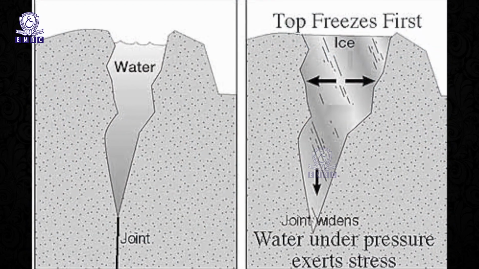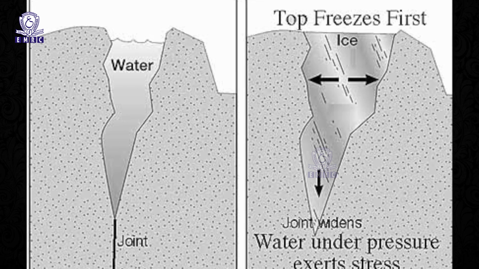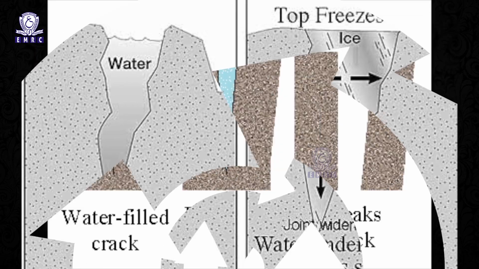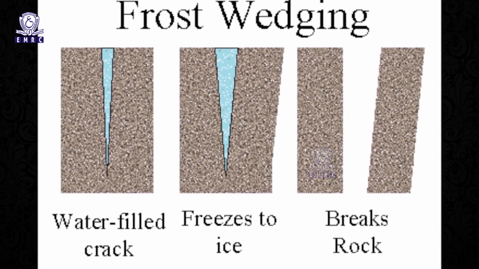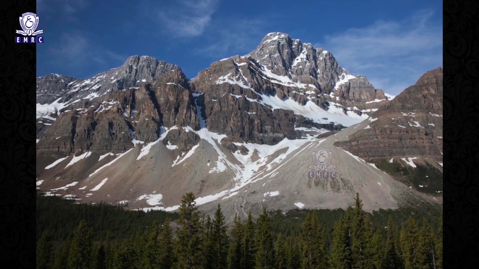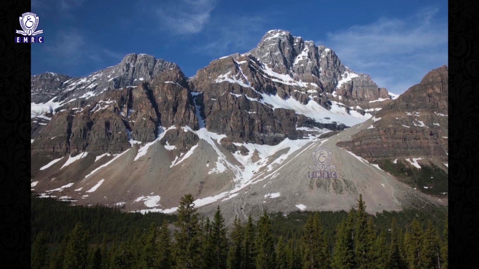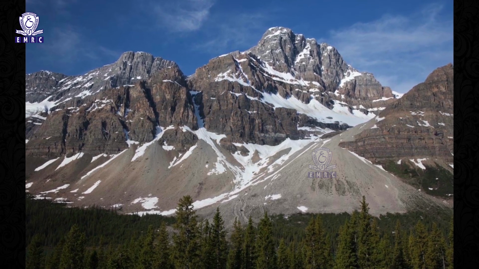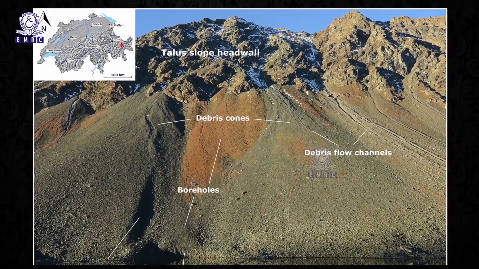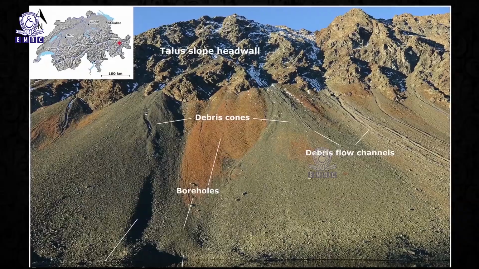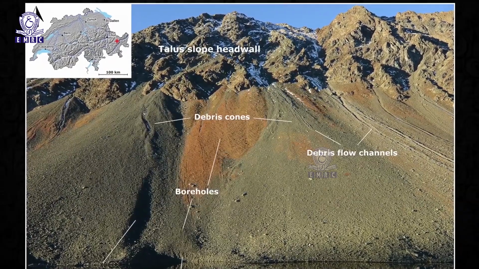Frost wedging is a process where water enters the cracks in the rocks, freezes and expands, and then breaks the rock apart. Frost wedging results in piles of rock fragments at the base of the slope. The rock fragments are called talus and the slope is referred to as a talus slope.